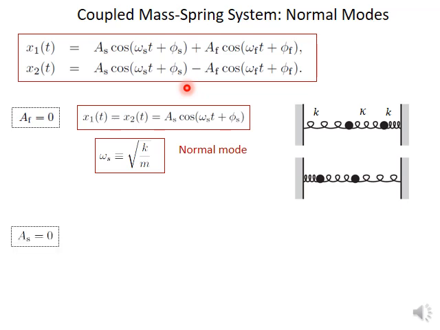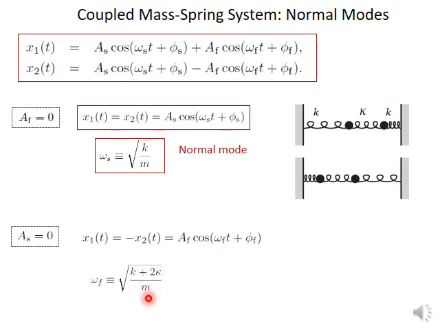Similarly, you can take AS, which is the coefficient of the slow frequency, equal to 0, and it turns out that in this case, if this equals 0, this part goes to 0, and then x1 has an opposite sign to x2, which is given by the cos of this fast frequency component.